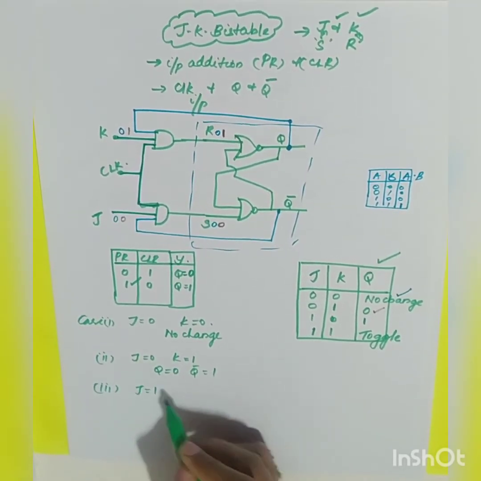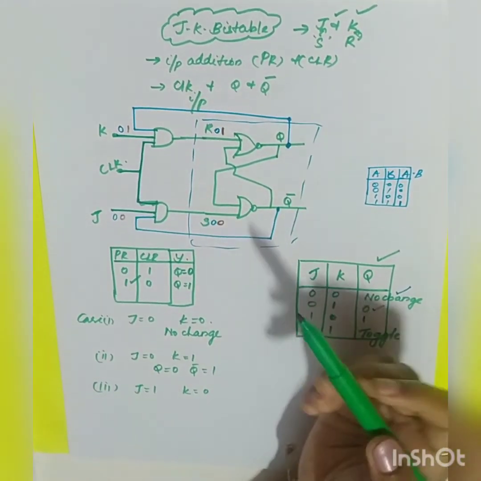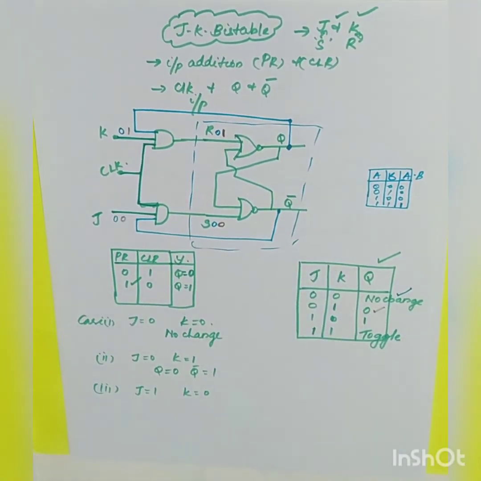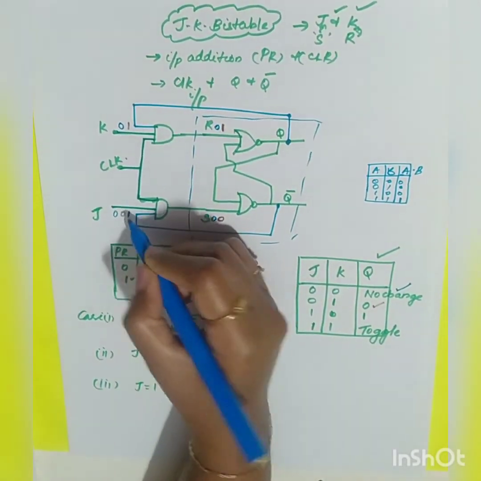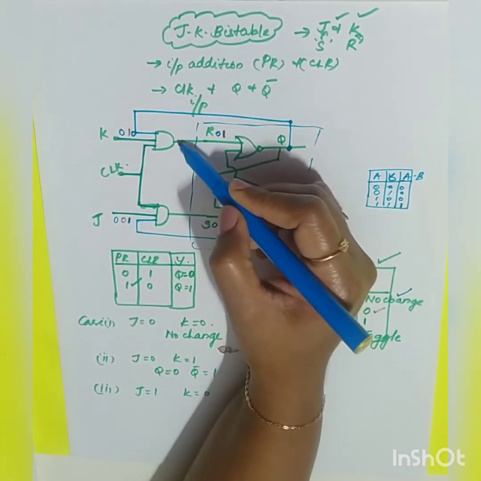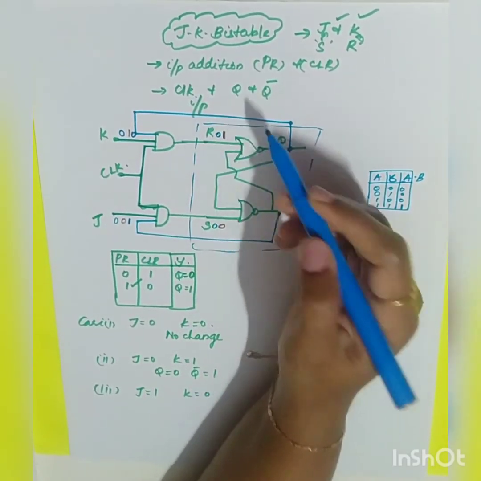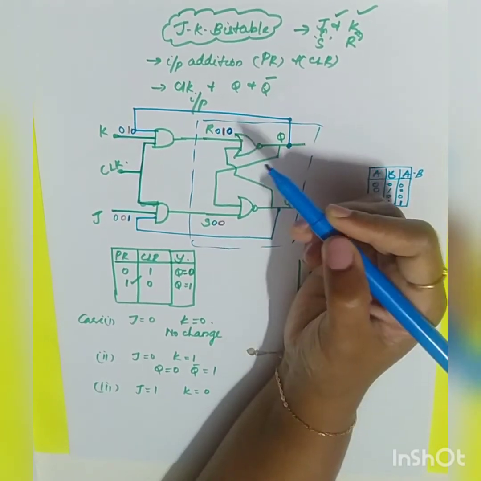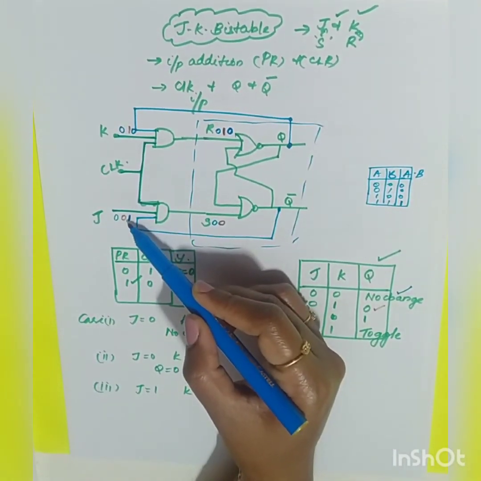If j is equal to 1, k is equal to 0. So in the third condition you have j equal to 1, k equal to 0. You have one input here as 0, so obviously your AND gate here will be 0. So R will be equal to 0. But in the case of j, you have the input as 1.